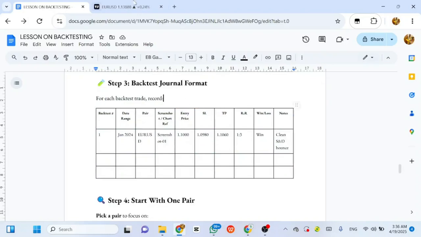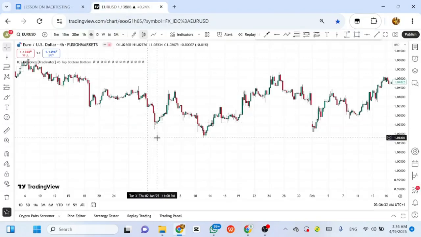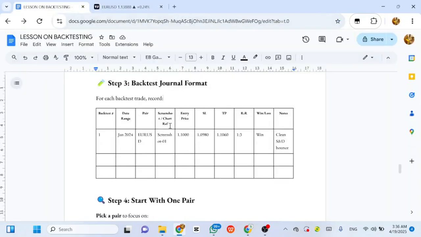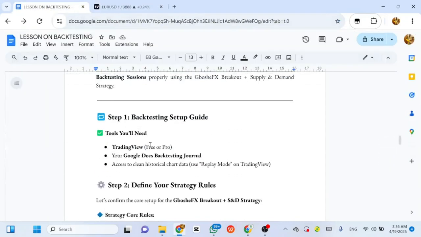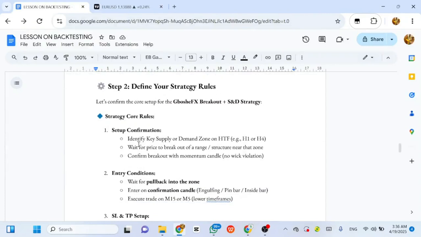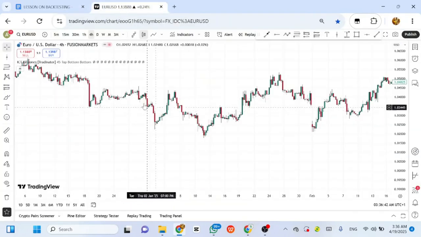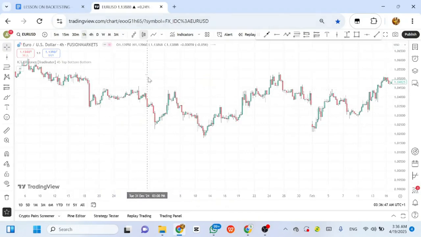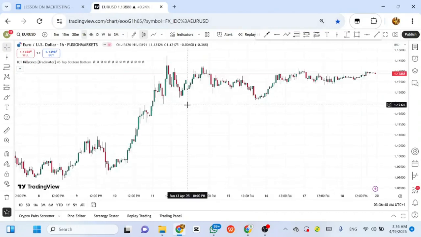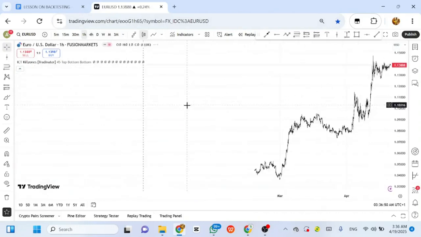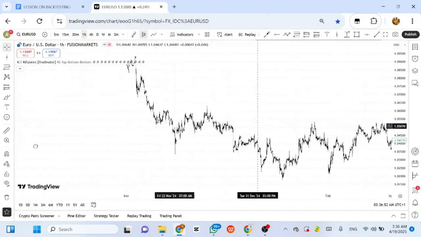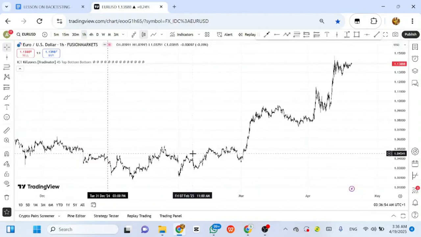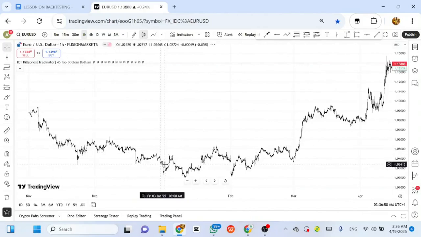So okay, now starting from here. First, what we want to see, we want to identify a zone, a supply or demand zone from 1 hour or 4 hours. So let's say for the purpose of this, let's use 1 hour. So November, December. Okay, so this is January.